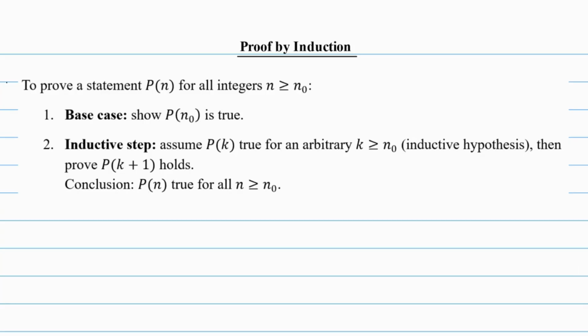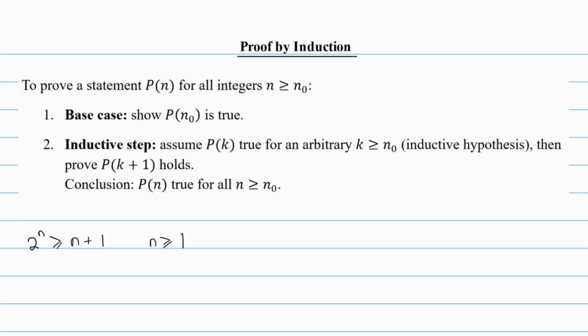For example, let us take a mathematical statement such as 2 to the power n is always greater than or equal to n plus 1 for all integers n greater than or equal to 1. So this is a mathematical statement and we are trying to prove that it is true for all values of n greater than 1.